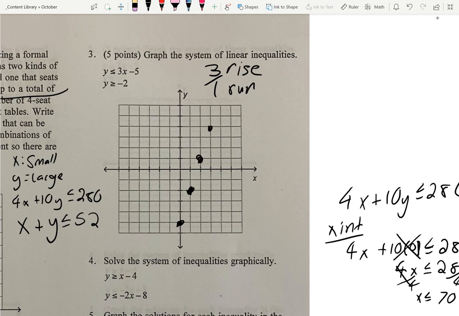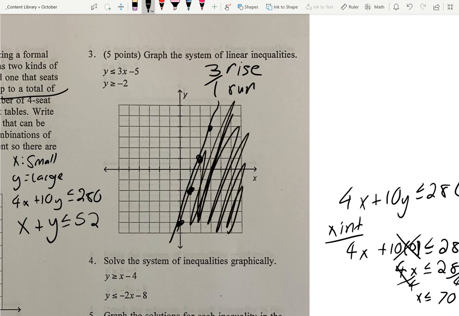We have our line. Now, because it's less than or equal to, that less than or equal to means we have a solid line. And because it's less than, it's going to be below the line, which will be this side here. But I'm going to shade that in. I'll come back and shade that in last.